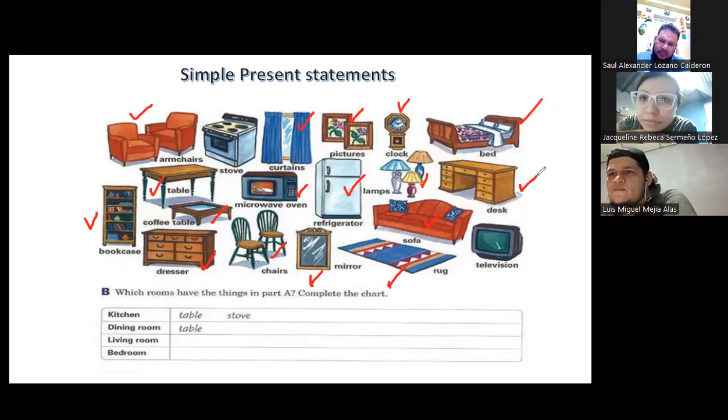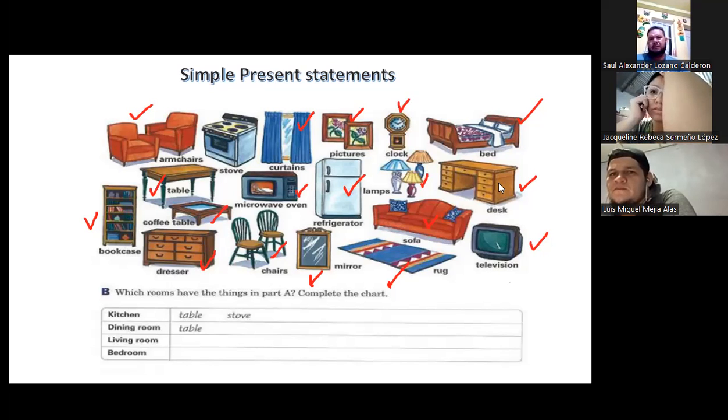The desk, television. We can see that this television is very old, like a very old TV. And look at the structure of this television, it's very old. So most of us have different kinds of furniture. In English we use this word, look at the chat.